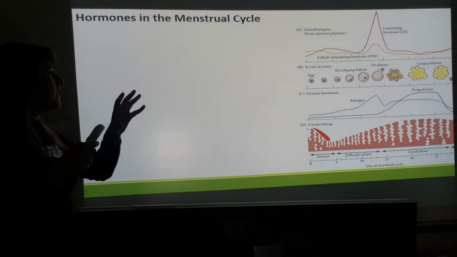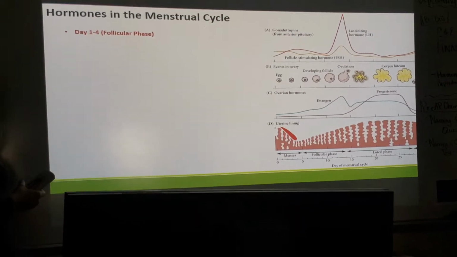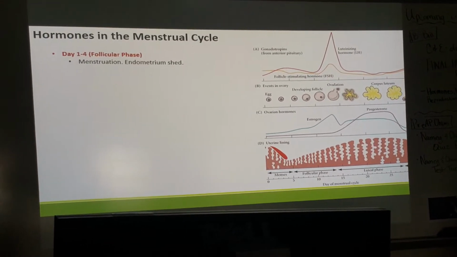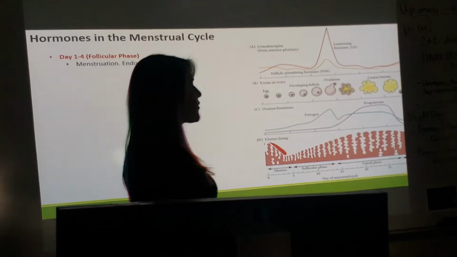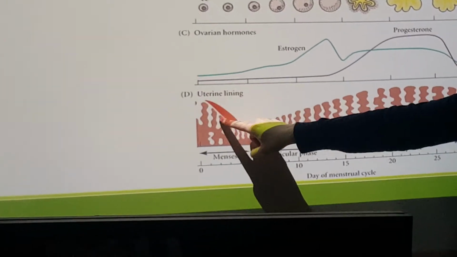The menstrual cycle is typically around 28 days, give or take a few days. It starts with the follicular phase, which is 1 to 4 days, give or take a couple. It starts with menstruation, or menses. That is when the endometrial lining is shed.